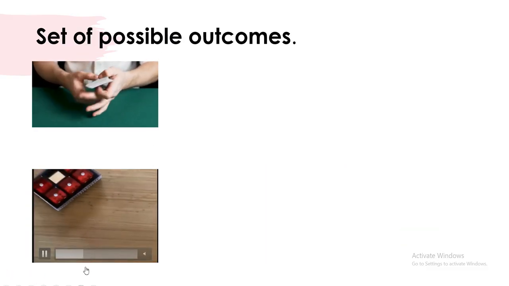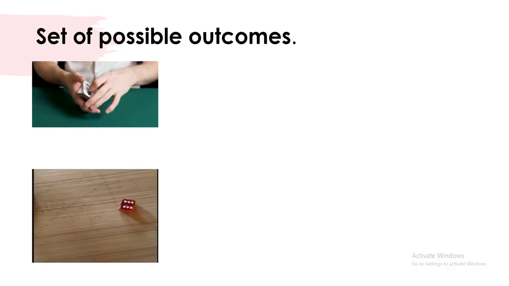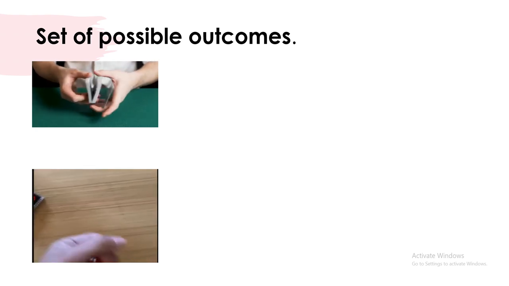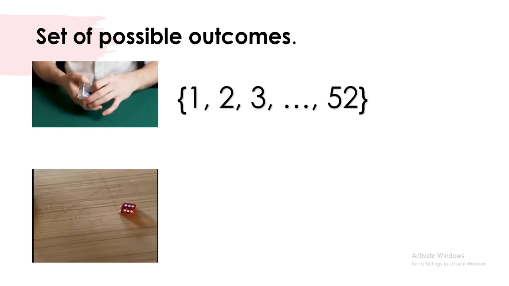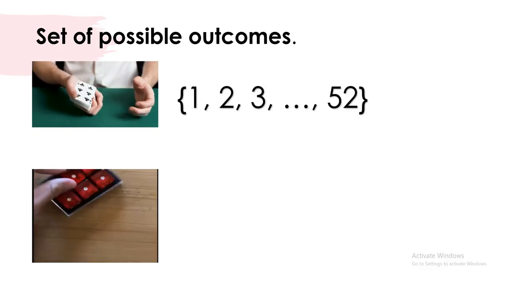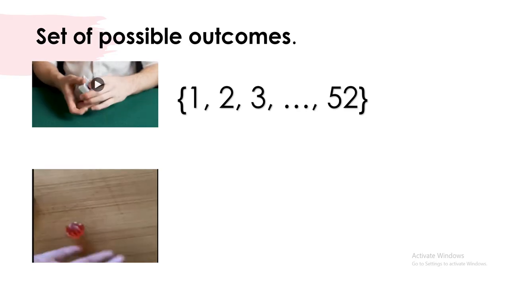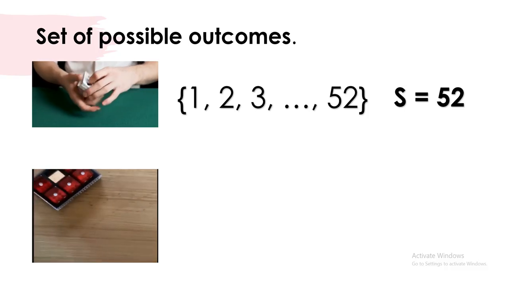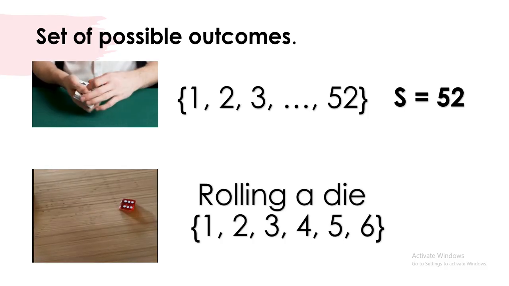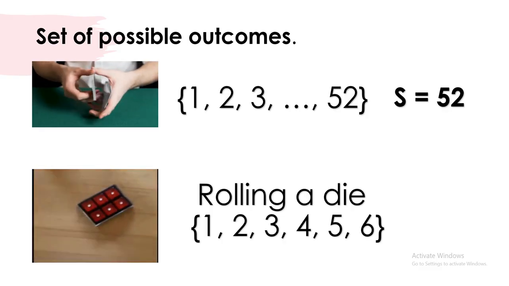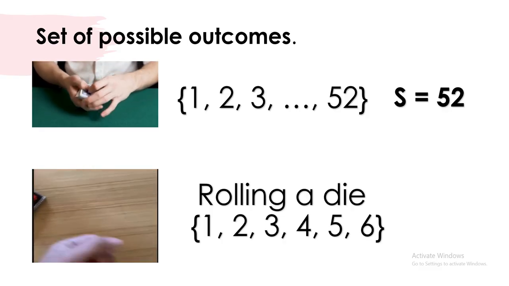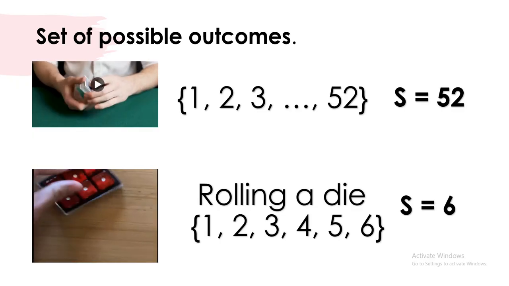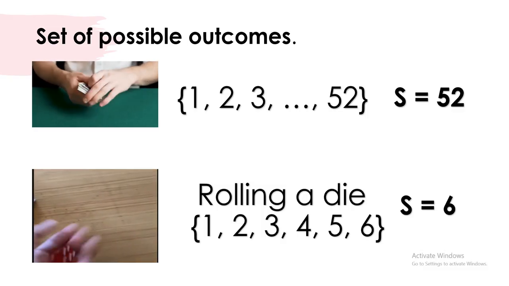So now, what do you think are the possible outcomes of this one? We have already discussed this from our previous lesson, so this is just a sort of review. In drawing a card, we know that a deck of cards contains 52 cards. So the possible outcomes that you may get in drawing a card is 52, and that is our sample space. In rolling a die, we know that a die contains 6 faces with numerical values from 1 to 6. So the sample space here is 6, and that is 1, 2, 3, 4, 5, and 6.